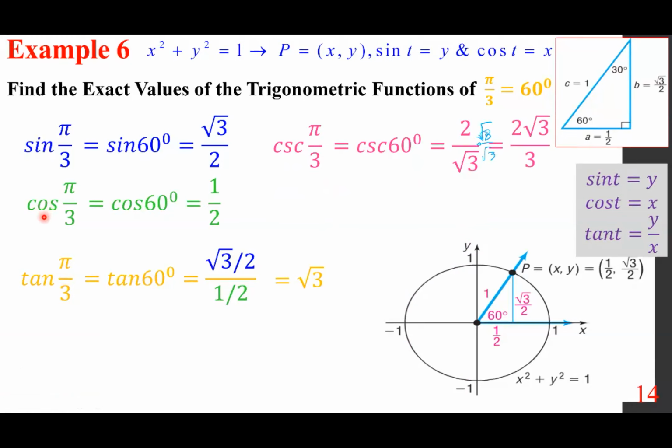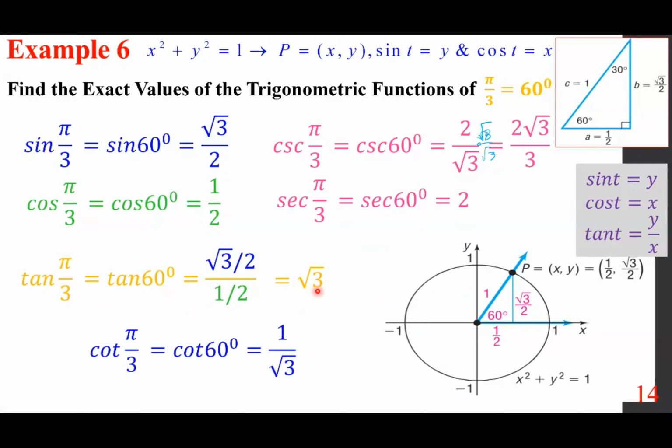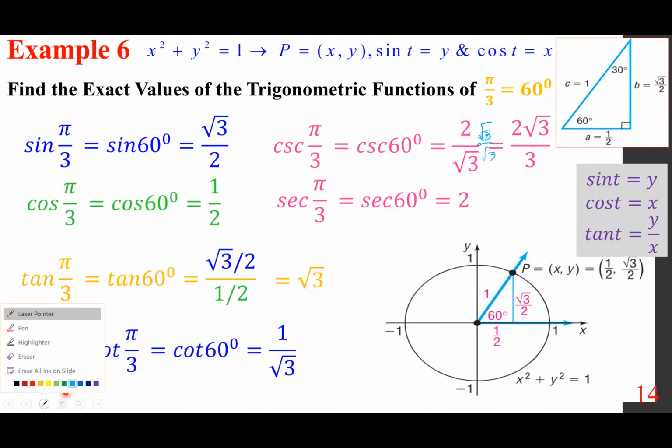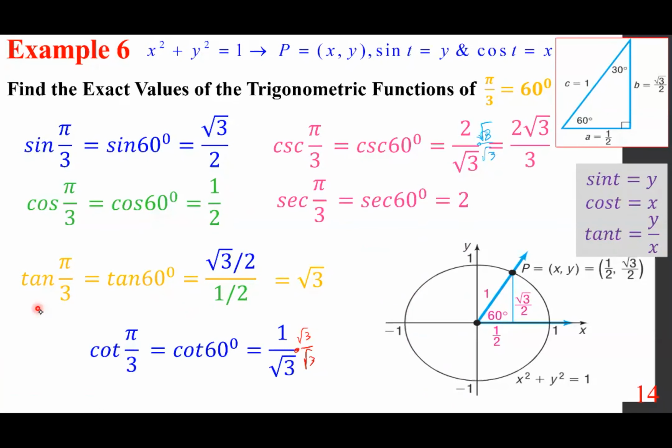Cosine, what is the reciprocal of that? Secant of pi over 3 or secant of 60 degrees is 2 over 1 or simply 2. Here's tangent. What is the reciprocal of tangent? Cotangent of pi over 3 or 60 degrees is 1 over square root of 3. And if I multiply it by square root of 3 over square root of 3 to rationalize, we get square root of 3 over 3.